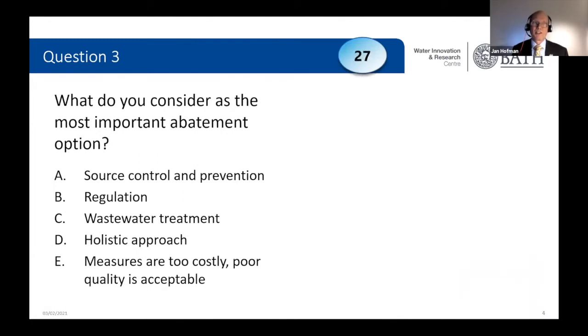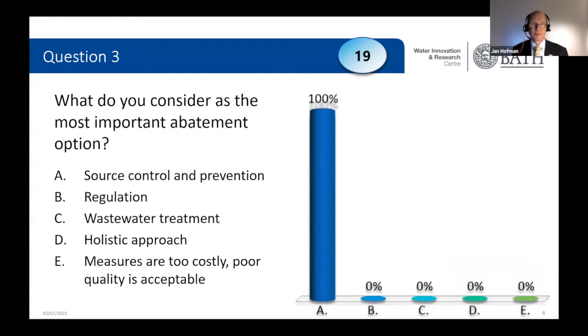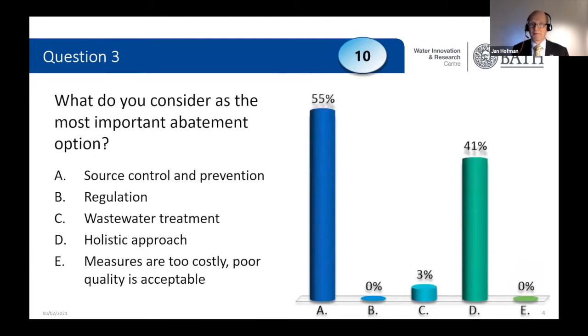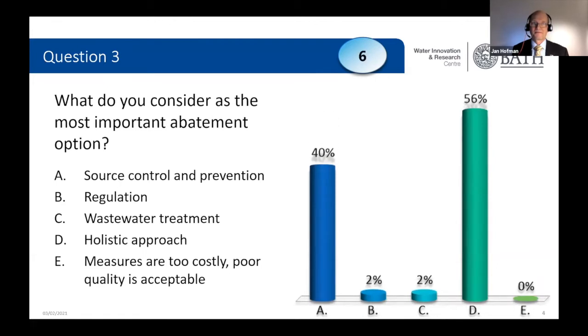What do you consider as the most important abatement option for water quality? Source control, regulation, wastewater treatment, a holistic approach which includes all of that, or we can also say that measures are too costly and poor quality is acceptable. Okay, I think we're out of time now.